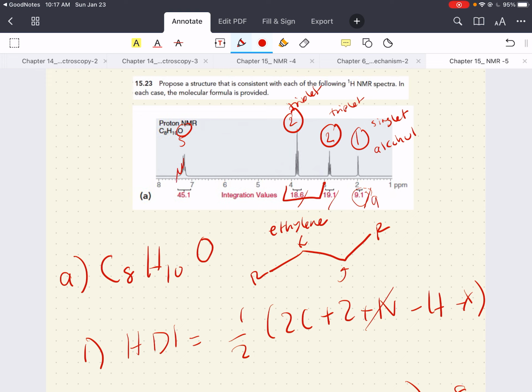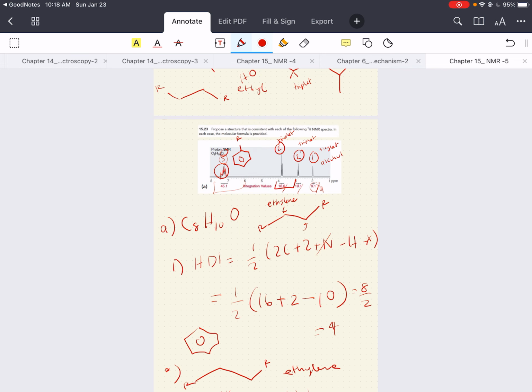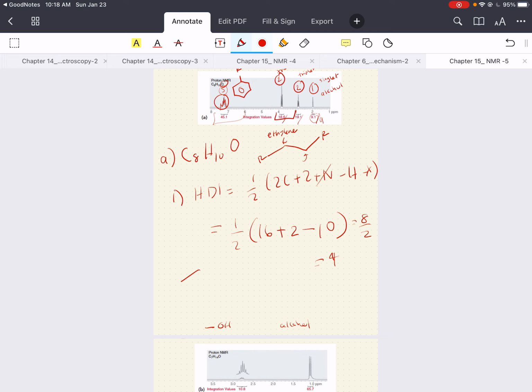And then we have this multiplet peak between 6 and 8 with integration of 5. We know we have an aromatic ring because our hydrogen deficiency index told us. And look, we have a multiplet peak to reaffirm that. It has an integration of 5, so that means it's mono-substituted. So we have a mono-substituted benzene ring with an ethylene group and a potential alcohol. Let's try to put this together in a way that makes sense.